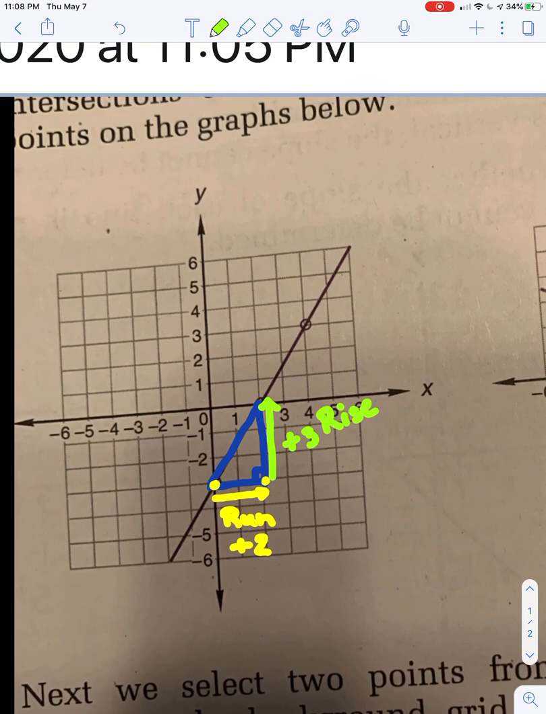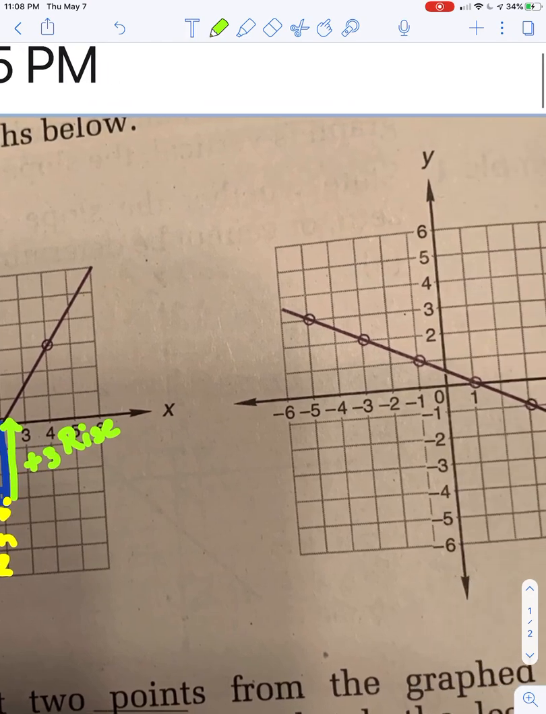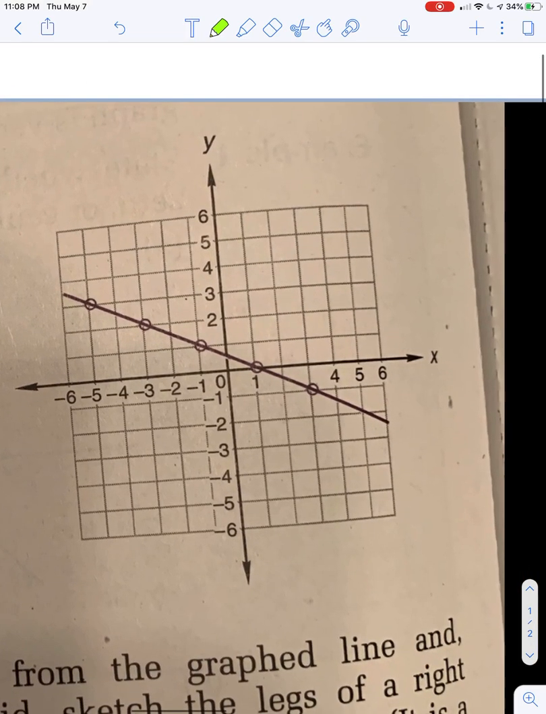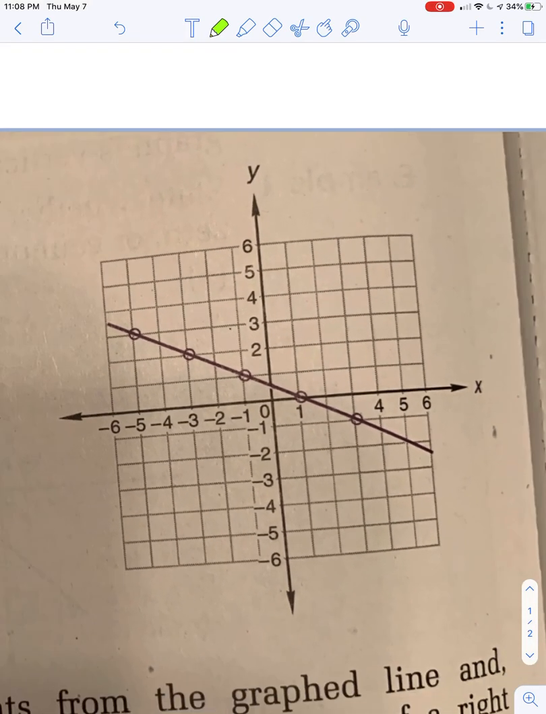That was rising, positive 3. Okay, now I'm going to move over to this one, and we're going to look at how we can figure out the slope. I haven't actually finished that problem. I want to go ahead and get these built in first, and then from there we'll talk about how to actually numerically write the slope. Okay, so on this one, you notice again, they have marked points of intersection.